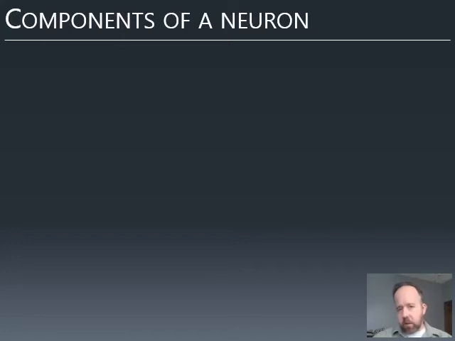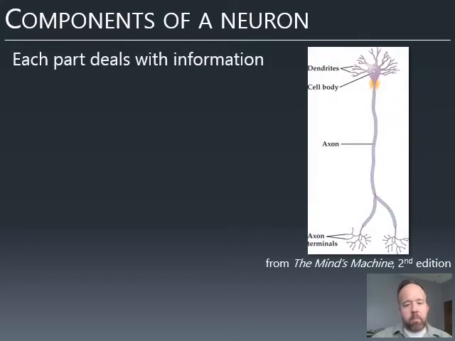So how are neurons built? I'm going to show you here a basic diagram of a neuron. As I just said, neurons come in various shapes and sizes, so we don't want to make the mistake of thinking that all neurons look like this one. But this is a fair depiction of a typical neuron. The thing about neurons is they are information processing units, and each part of a neuron deals with that information processing. Each part has a different job.